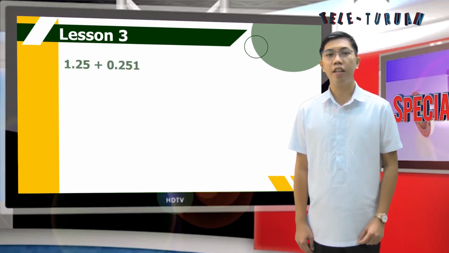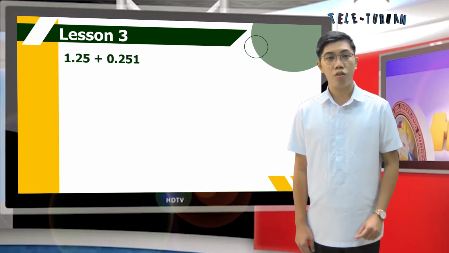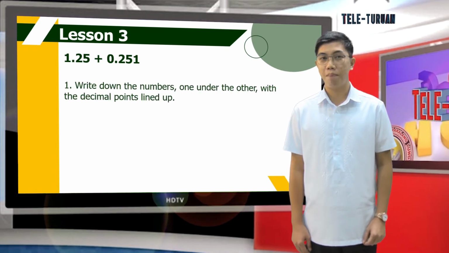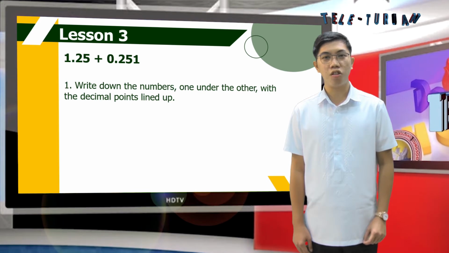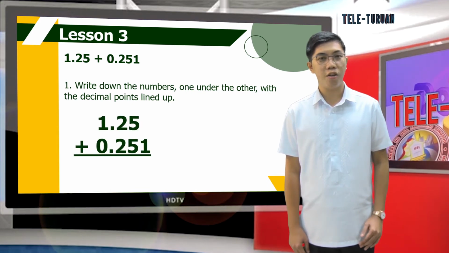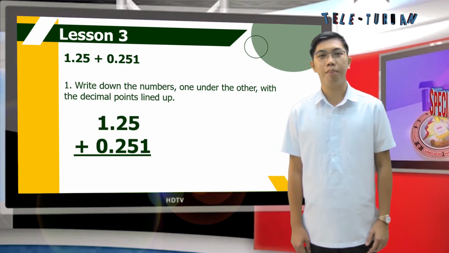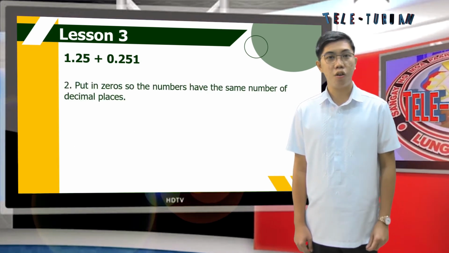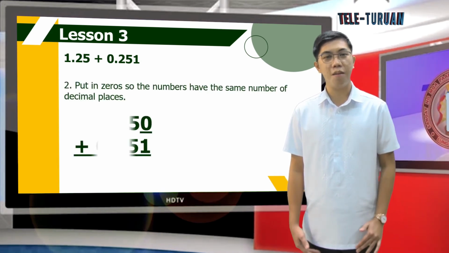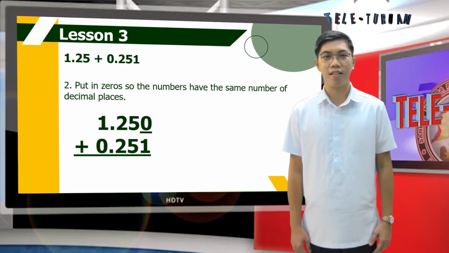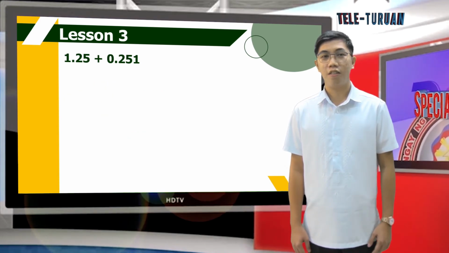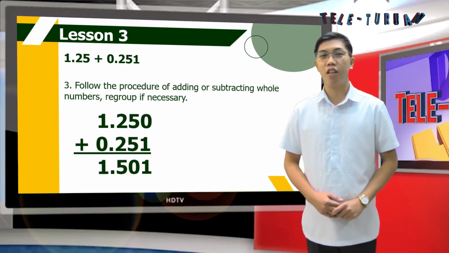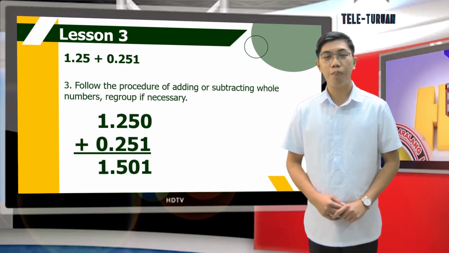Let's add 1 and 25 hundredths and 251 thousandths. First step, write down the numbers, one under the other with the decimal points lined up. Second step, put in zeros so the numbers have the same number of decimal places. Third step, follow the procedure of adding or subtracting whole numbers. Regroup if necessary.